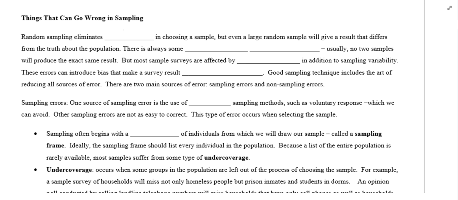Hey AP Stats, we are going to talk about things that can go wrong in sampling. Okay, so random sampling eliminates bias in choosing a sample, but even a large random sample will give a result that differs from the truth about the population. There is always some sampling variability.